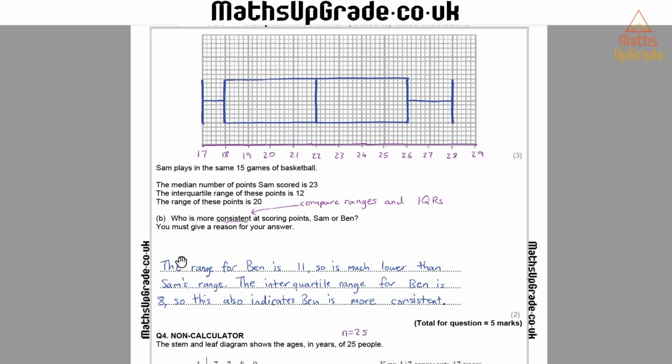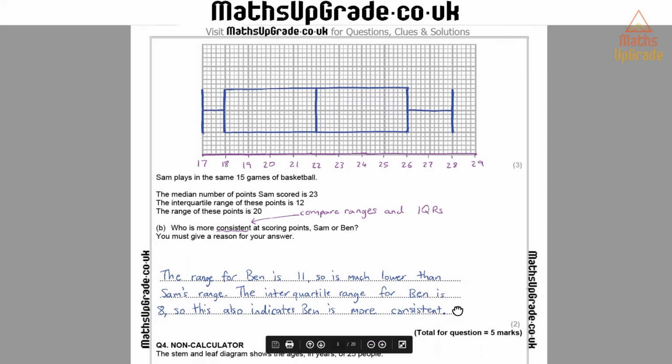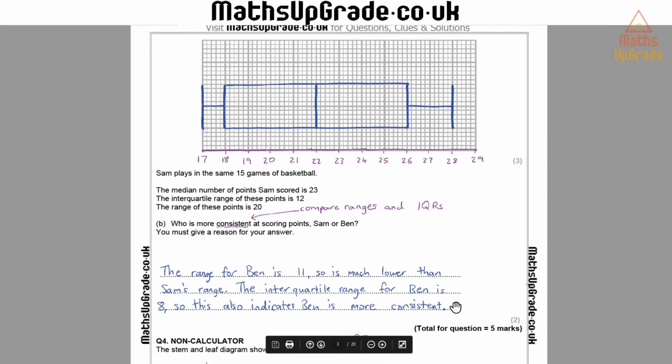Since we've already explained that the range for Ben is lower than the range for Sam, and also the interquartile range for Ben was lower than that for Sam, that indicates that Ben's scores are more consistent. Ben's scores are closer together. So he's the more consistent scorer. He's not necessarily the highest scorer, he's the more consistent scorer. So that would be 5 marks for the whole question.